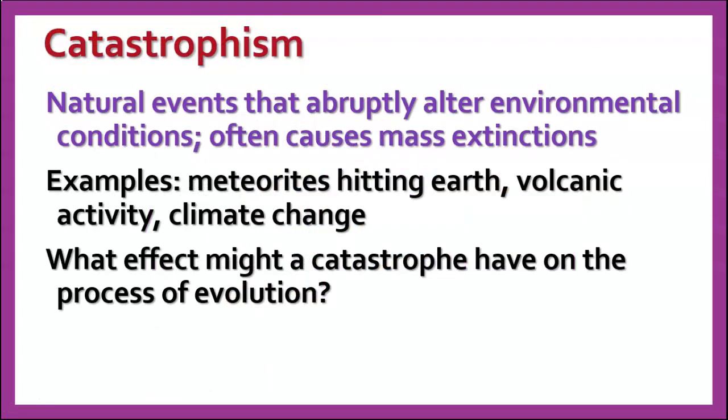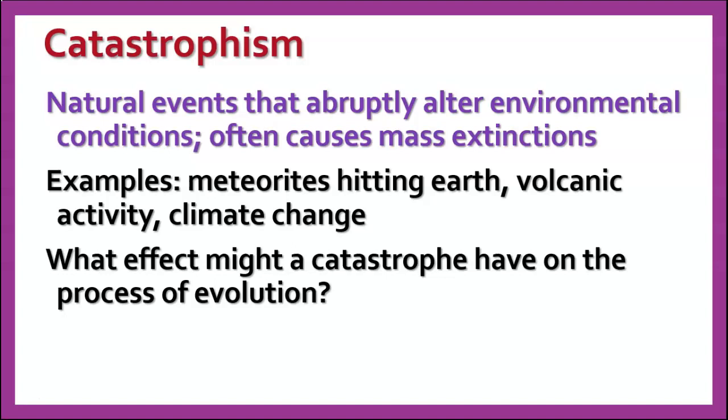Catastrophism is when you have natural events that change the environmental conditions, and often that causes mass extinctions. Okay, so for example, 65 million years ago, a meteorite hit right off the coast of the Yucatan in the southern Gulf of Mexico. Changed pretty much everything. Wiped out the dinosaurs and made way for mammals to become the predominant land animals.